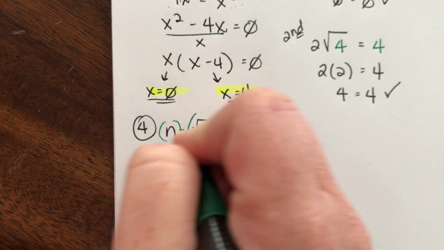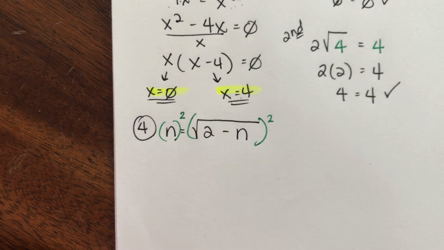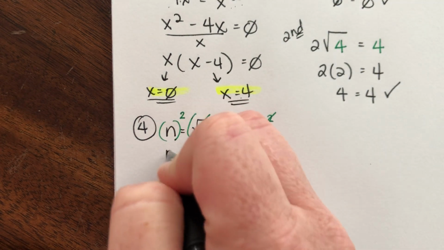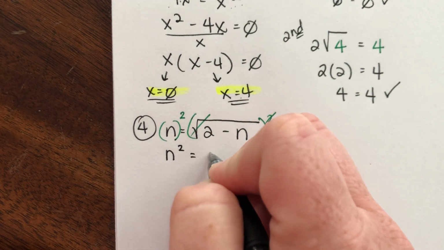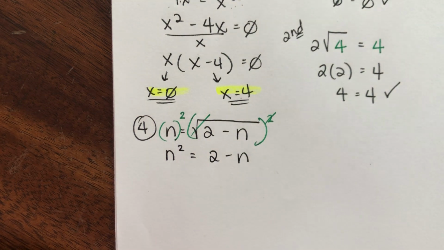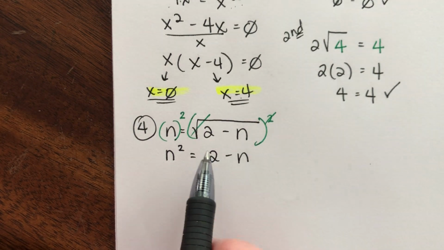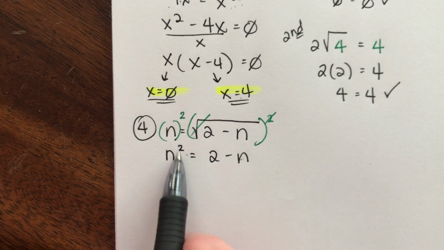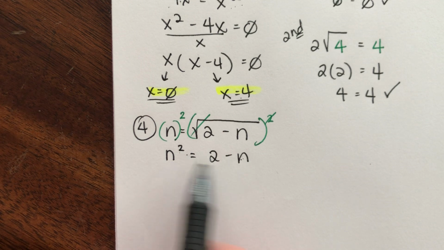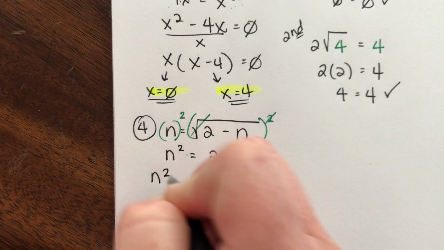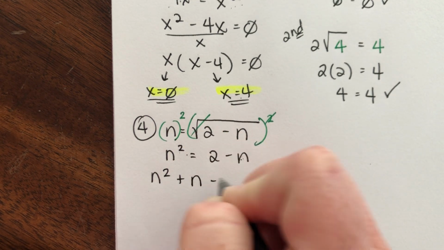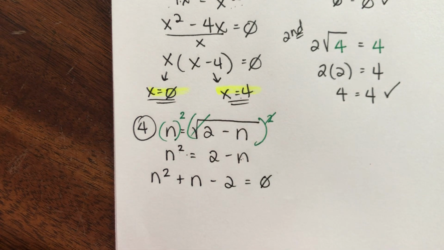And whatever I do on one side of the equal sign, I have to do to the other. This squared cancels the square root, so I'm left with n squared equals 2 minus n. I have all the pieces of a quadratic, so I want to move everything to one side of the equation and get 0 on the other. So I'm going to add n to both sides, and I'm going to subtract 2. So I'll end up with n squared plus n minus 2 equals 0.